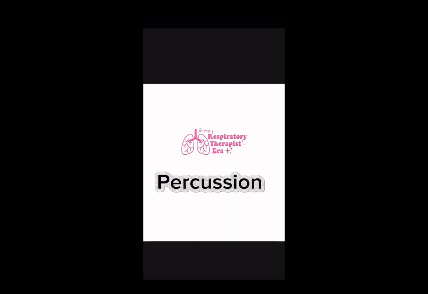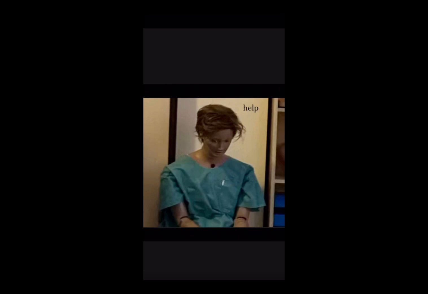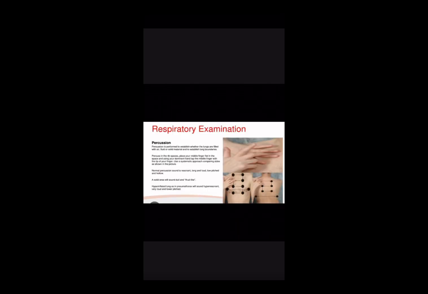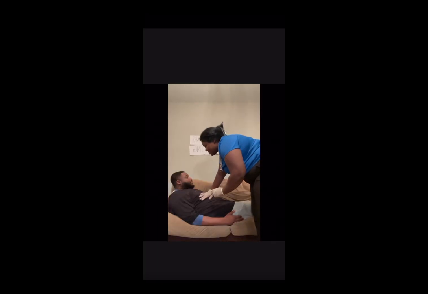Last but not least, percussion. Chest percussion is tapping the chest to identify underlying lung tissue characteristics by listening for sounds like resonance, dullness, or hyperresonance. To perform it, place your non-dominant middle finger on the patient's skin and then tap the distal joint of that finger with the dominant middle finger.